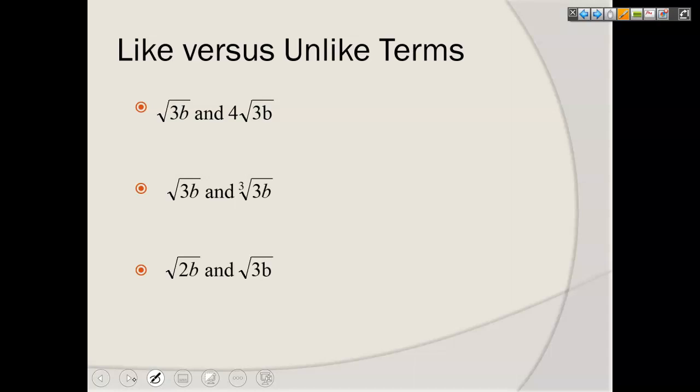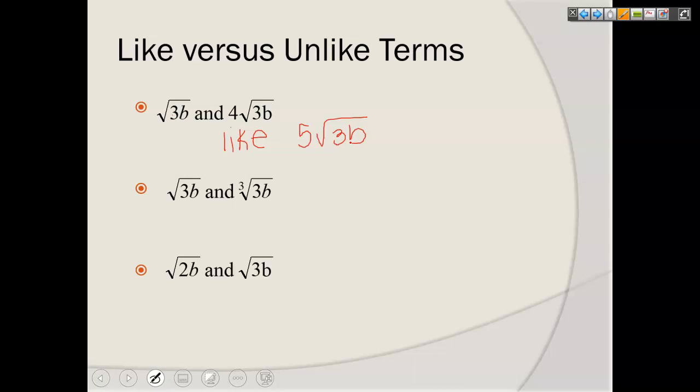So is the square root of 3b and 4 square roots of 3b like terms? Do they have the same index? Are they both square roots? Is what's under the square root the same? Then they are like terms. So then you would just say, square root of 3b plus 4 square roots of 3b becomes 5 square roots of 3b if I were adding them together. Because you add the outside coefficients, the radicand stays the same.